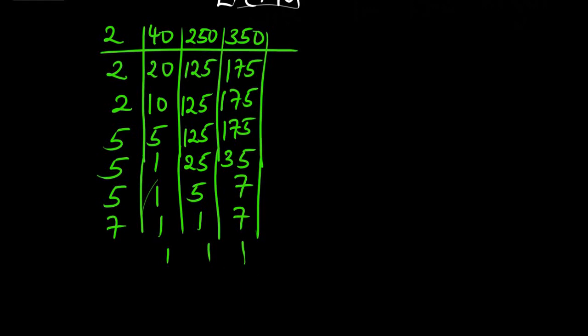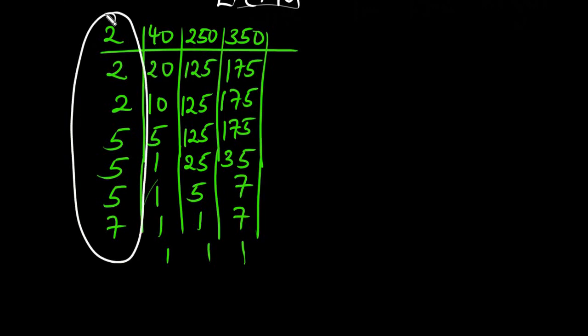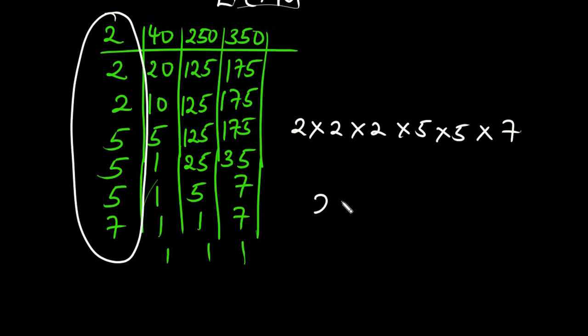So then what we do is that we're going to pick up these figures and write them as 2 times 2 times 2 times 5 times 5 times 7, or rather you can write it as 2 to the power of 3 multiplied by 5 squared, and then times 7. So you can work out this.